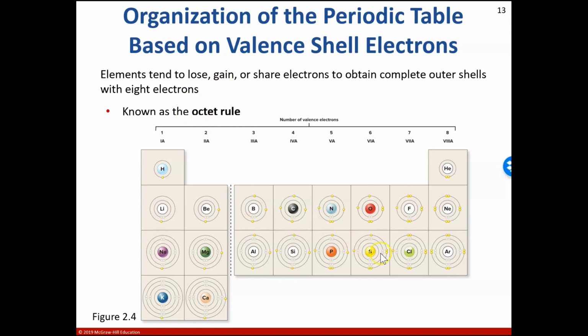Another example would be down here for sulfur. We see that that first orbital is full with the 2, the second orbital is full with 8, but now its last shell has 6. So it needs 2 more electrons in order to be happy and fulfill the octet rule.